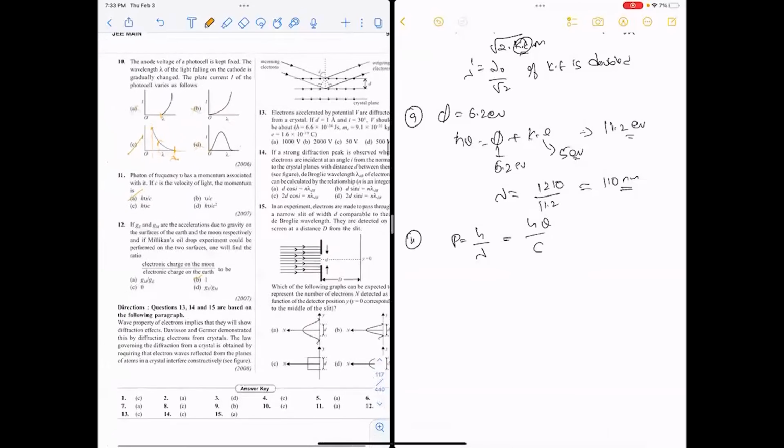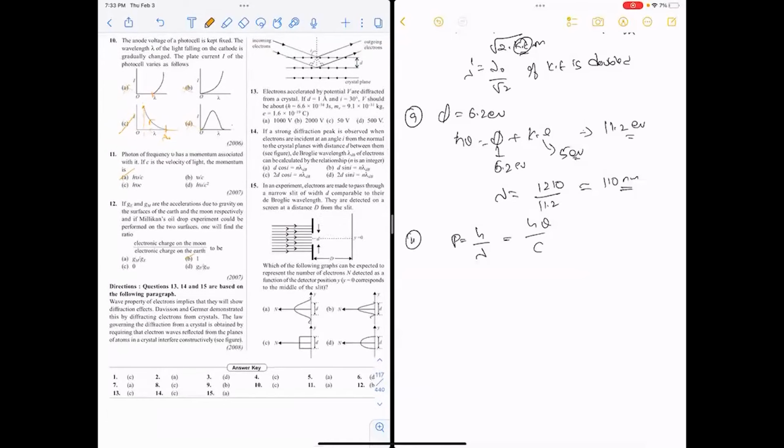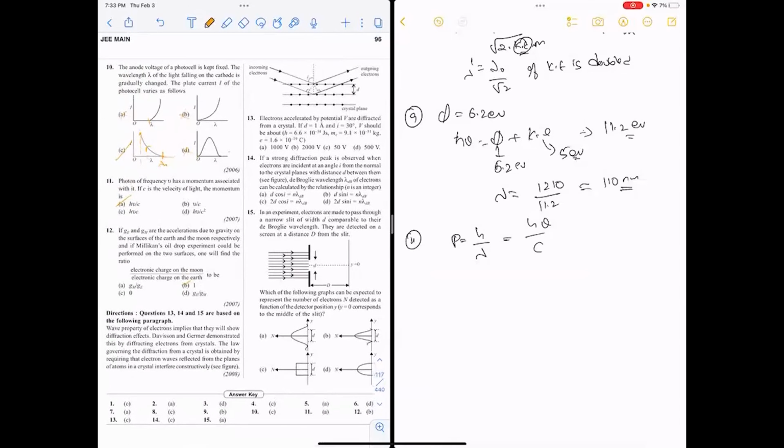This is a paragraph question. Questions 13, 14, 15 are based on the following paragraph. The wave property of electrons implies that they will show diffraction effects. That is the wave nature. Davisson and Germer demonstrated this by diffracting electrons from crystals. The law governing diffraction from a crystal is obtained by requiring that electron waves reflected from the planes of atoms in a crystal interfere. So electrons go and hit multiple layers, and the reflected ones get interfered. The path difference is 2d sin theta. If you remember the path difference, what is delta x, guys? Theta is the angle of incidence.